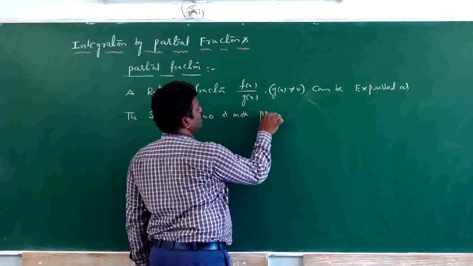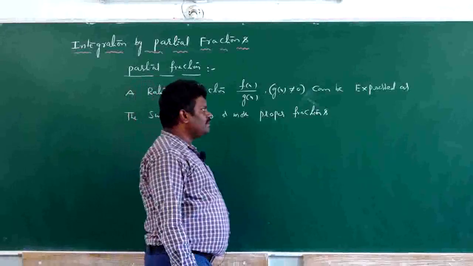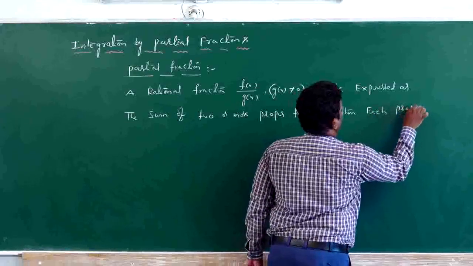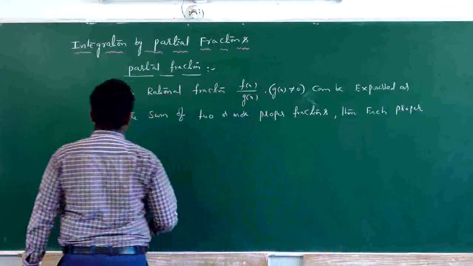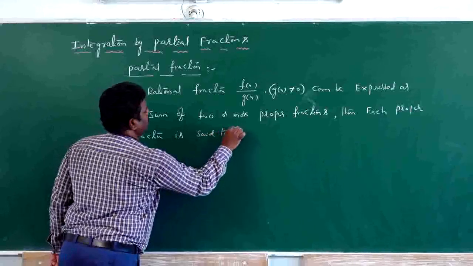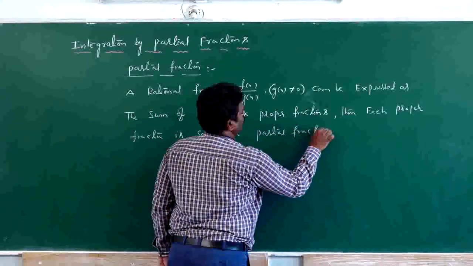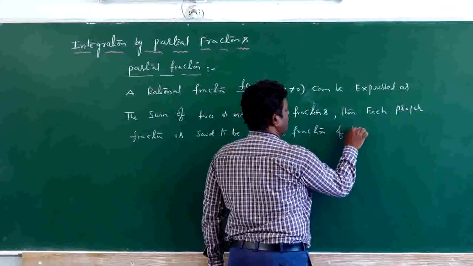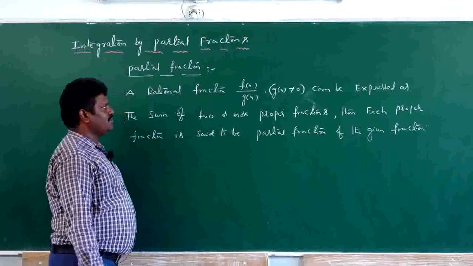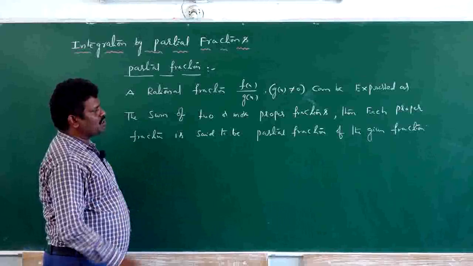proper fractions. If a rational fraction f of x by g of x can be expressed as the sum of two or more proper fractions, then each proper fraction is said to be a partial fraction of the given fraction. Okay? A rational fraction f of x by g of x can be expressed as the sum of two or more proper fractions. Then each proper fraction is said to be a partial fraction of the given fraction.